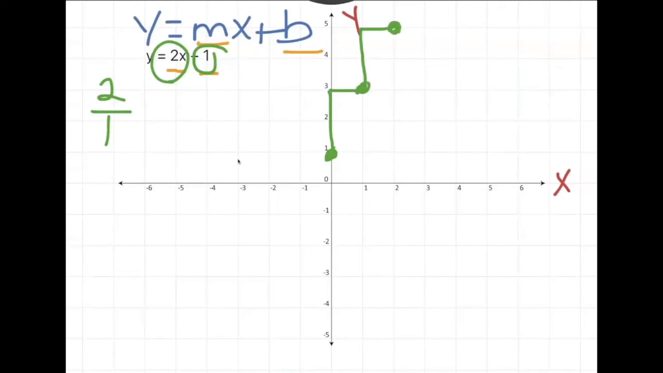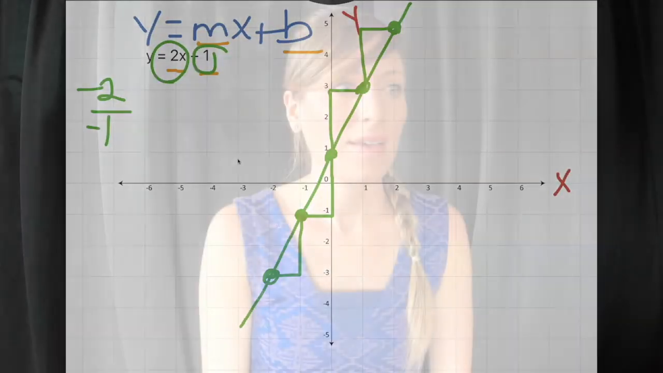We know that a double negative is the same as a positive. So we can also go down 2 and to the left 1, and down 2 and to the left 1, and this creates our line. Do you see how this is tilted in a positive way? Well, that makes sense to us because the slope is also positive, which is 2.